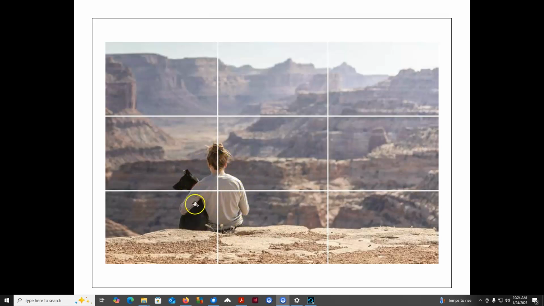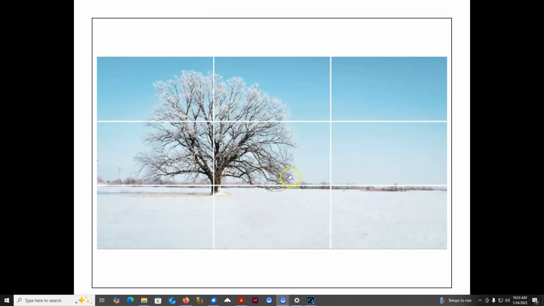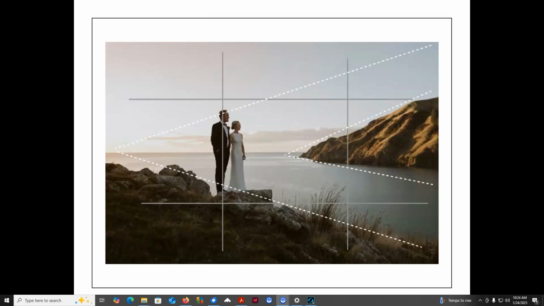This person here with the dog is off to the left instead of centered or right. Same thing here with the tree. It's off center and creates some visual interest. Or here, we've got the couple standing on a cliff. This would be very different if they were facing the other way. Instead of their eyes being pointed in this direction, you see that the visual cues are seen here.